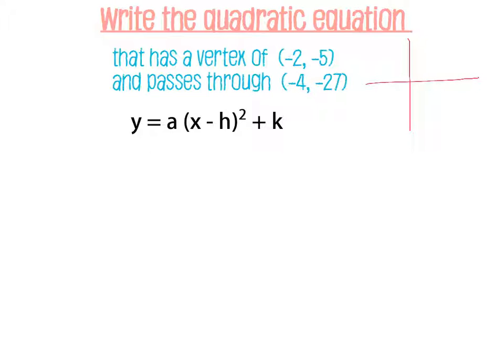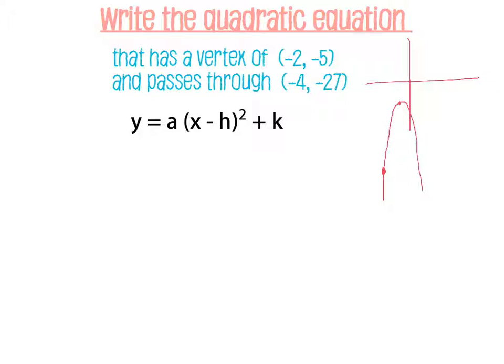I have a vertex at -2, -5. So somewhere like right here is my vertex. That's not very good. Let's try again. -2, -5. Down here a little bit farther. I know that it's going to pass through the point -4, -27. Holy cow, that's down here someplace. So I know the parabola looks something like this. I'm supposed to write the equation of it.